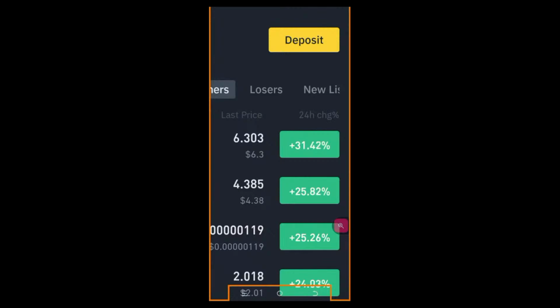So I need you to understand that when coins are in pump mode, especially when we have really nice ones, 31%, 20%, 15%, and anything in the range of 10% above, it will naturally still keep that rise within the next 24 hours.